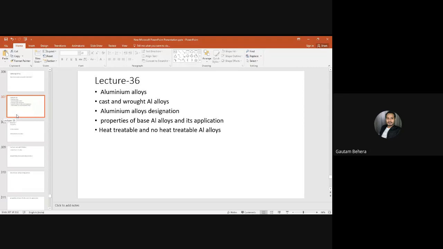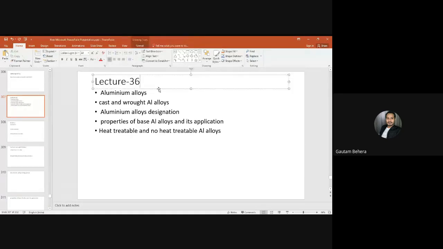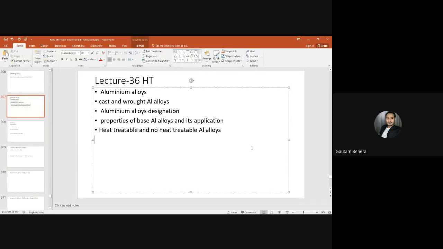Good morning, everyone. Today is lecture number 36 of this heat treatment class. And today's topic is on aluminum alloys. Basically, this is a completely new topic because in earlier lectures, we have been discussing the heat treatment of steels, right? But now we'll move to the heat treatment of aluminum alloys, which are non-ferrous alloys, right?